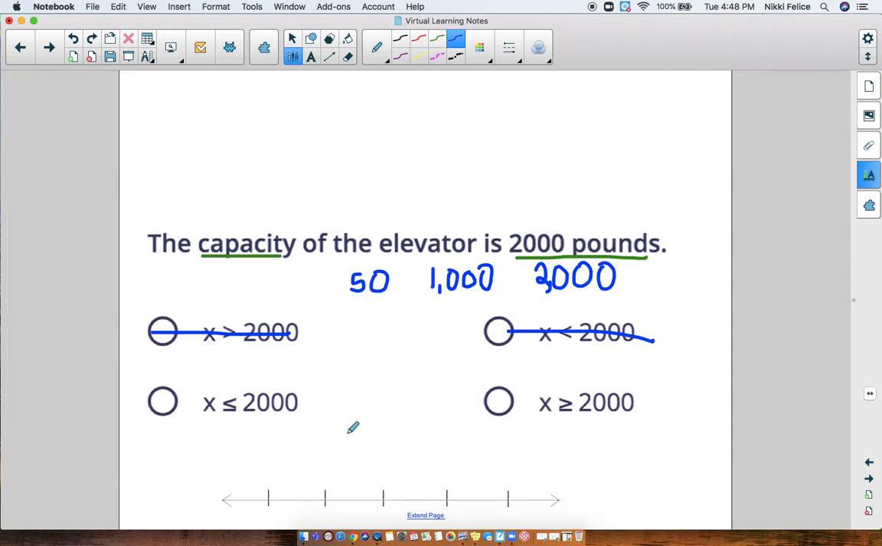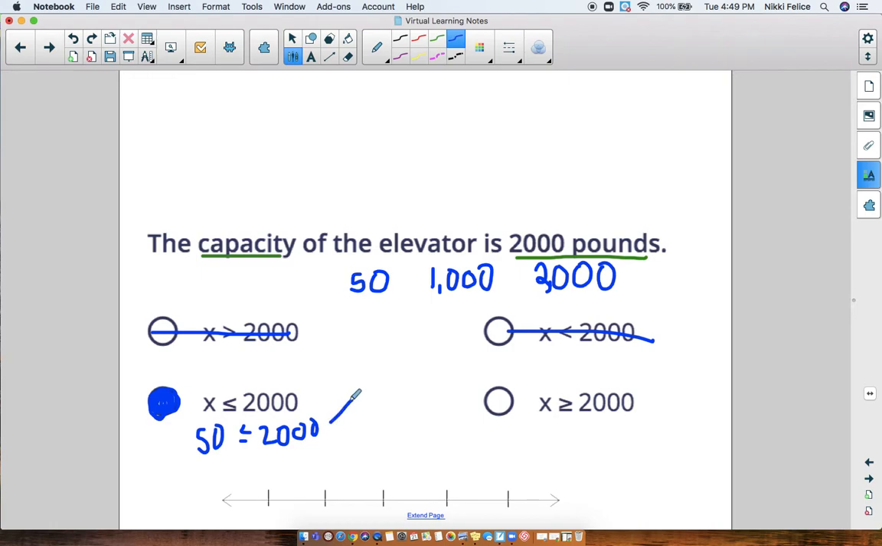So do you want to be less than 2,000 pounds, or do you want to be over 2,000 pounds? You want to be less than 2,000 pounds, so you're going to choose this answer. X is less than or equal to 2,000. If I plug in my answers, they would make sense. 50 is less than or equal to 2,000.